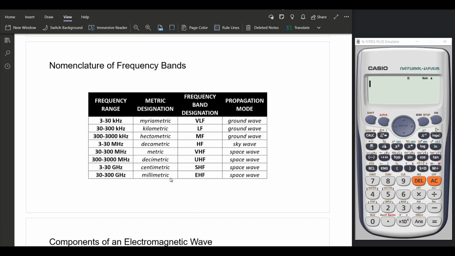Okay? So try to memorize or familiarize the designations of the frequency bands. So this is a standard actually dun sa mga frequency natin. Okay, and then the propagation mode. So we actually have three types of propagation mode. So the ground wave, the sky wave, and the space wave.